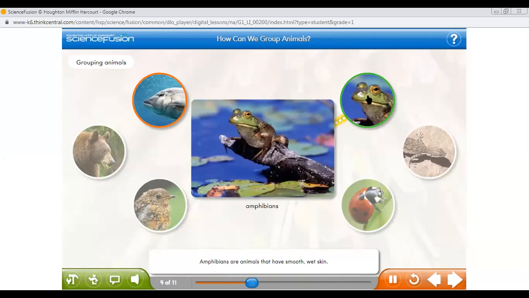Amphibians are animals that have smooth, wet skin. Most adult amphibians live on land and lay their eggs in water. So this group is called the amphibian. The first one is the fish. Now the amphibians. Now let's see one more group.